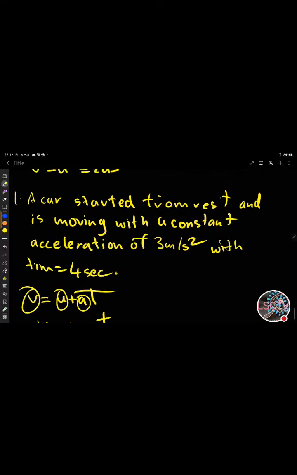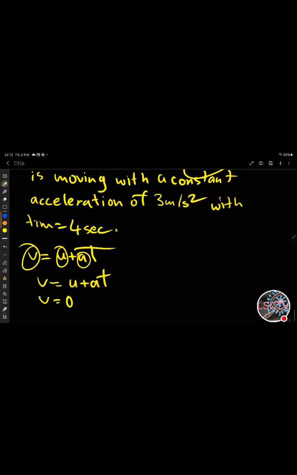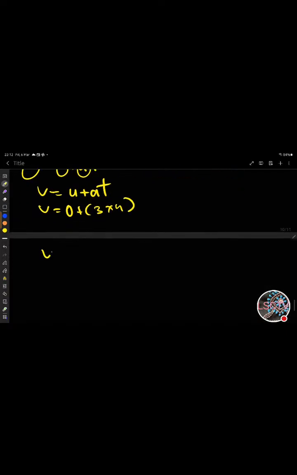U is given as rest, so it's 0. V equals 0 plus acceleration 3, multiplied by time, so 3 into 4. Now v equals 0 plus 12. V is equal to 12 meter per second. Always add the unit. Simple, no? The answer is B. Understood everyone? Okay, now the next one. I'll end this poll.